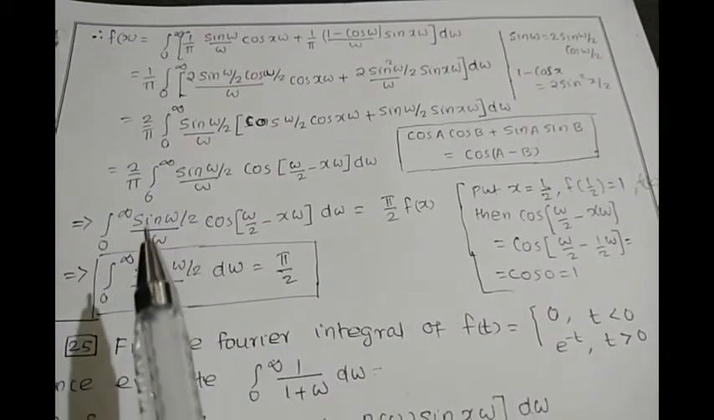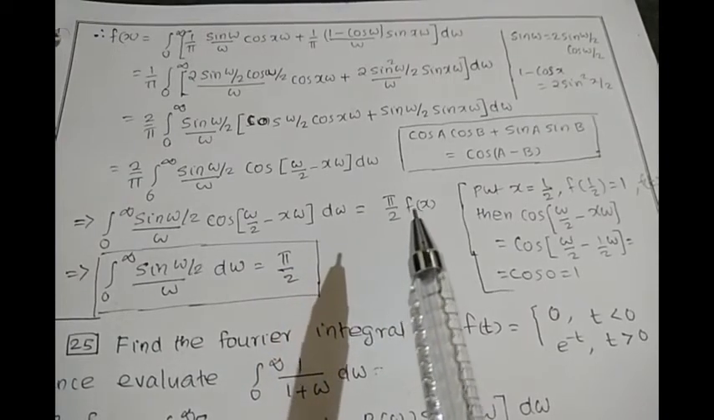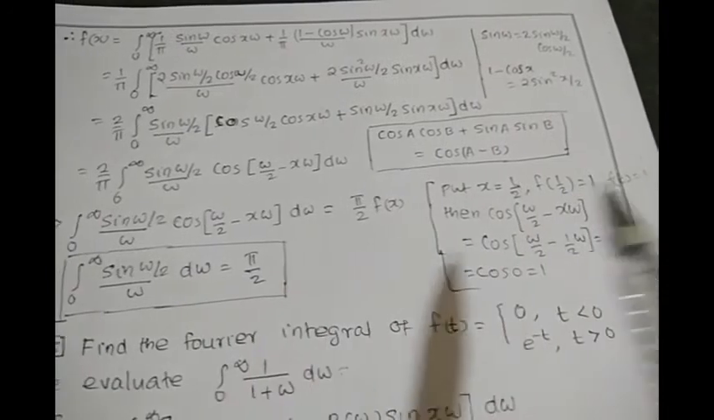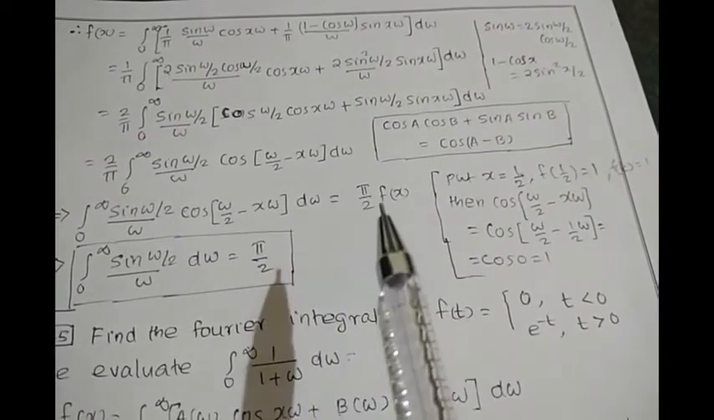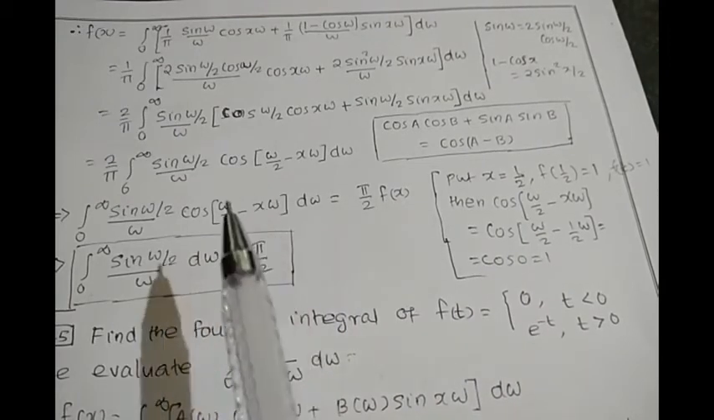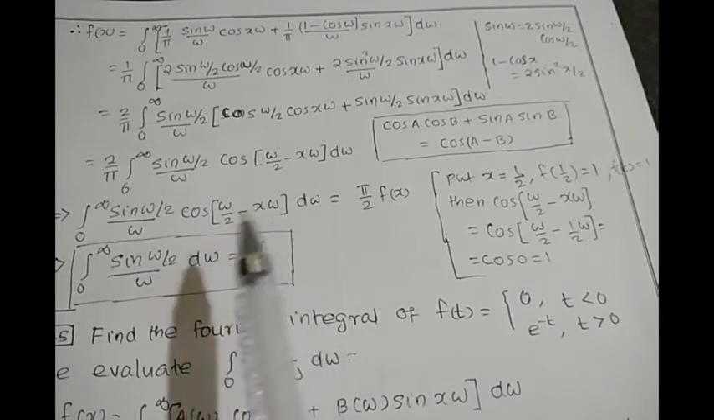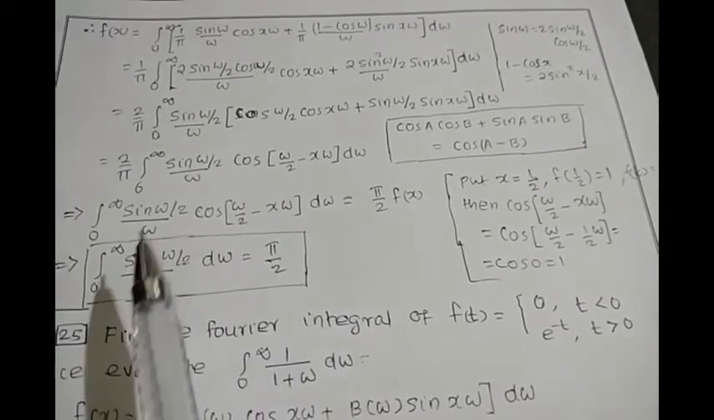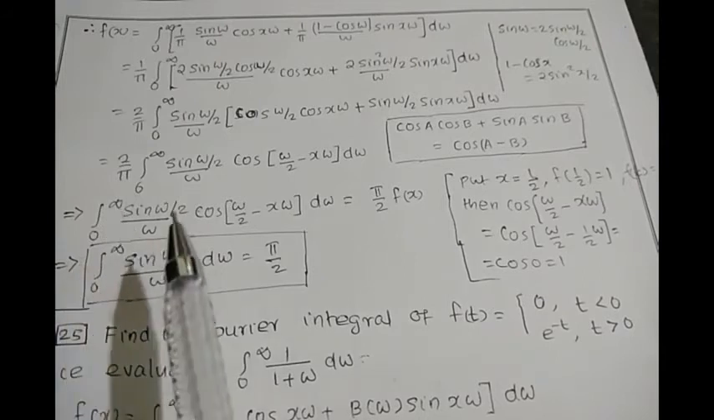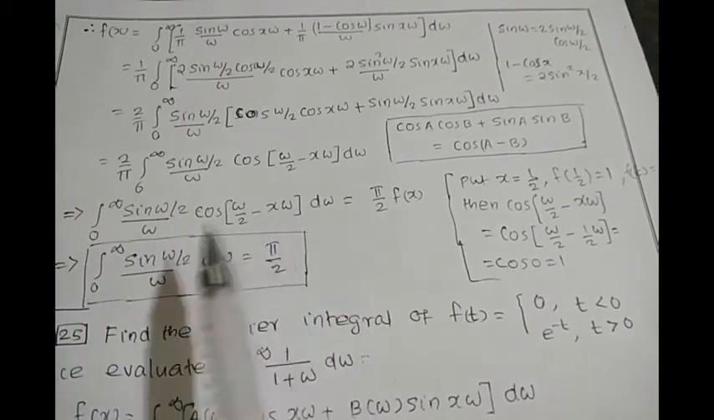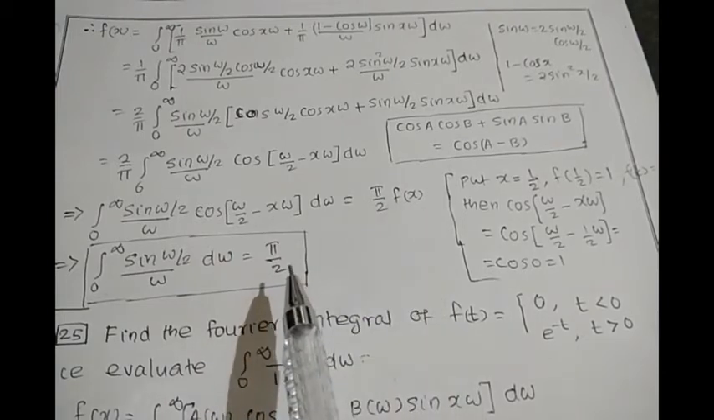Then taking 2 by pi to the left side as before, the integral is equal to pi by 2 into f of x, and the value of f of x is 1, as we have seen in the question. So put x equal to 1 by 2. Then omega by 2 minus omega by 2 is 0, and cos 0 is 1, so only the integral 0 to infinity sin omega by 2 by omega d omega remains, which is equal to pi by 2 into 1, that is pi by 2.